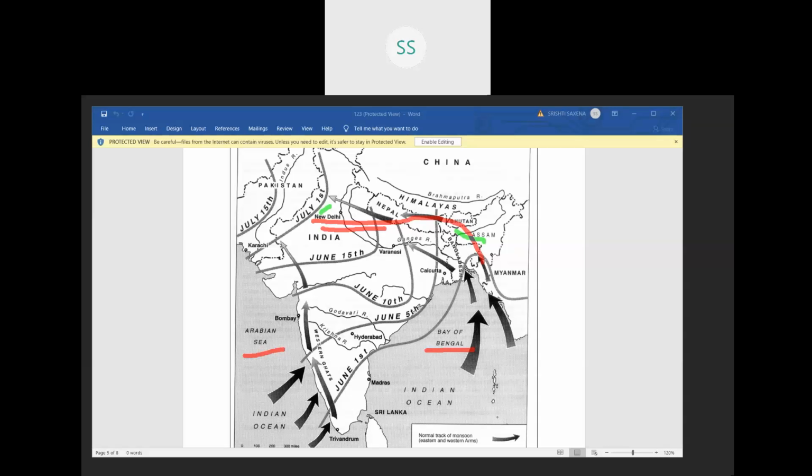Point number two, it is often irregular in its arrival and its retreat. Retreat means going back. Third point, it sometimes disturbs the farming schedule of millions of farmers over the country. Because there is no particular date and time for the arrival and withdrawal of monsoons, it affects the farming. That's the three points, children, and the answer completes.